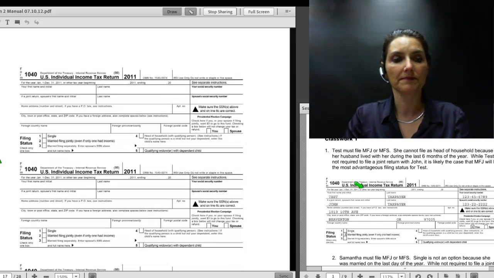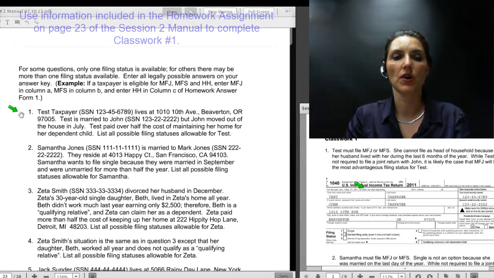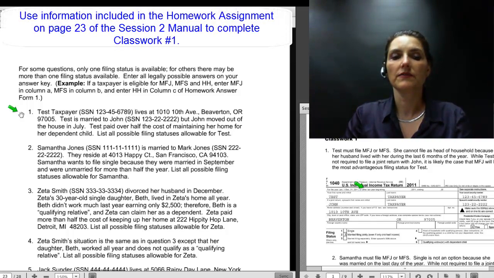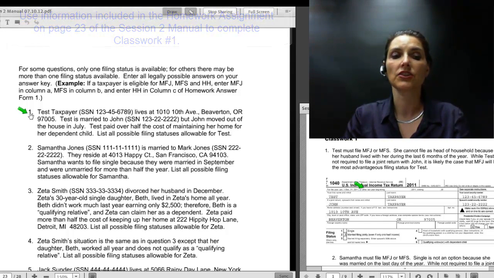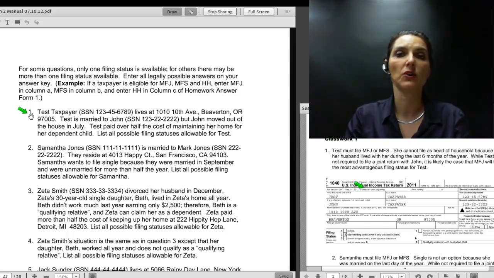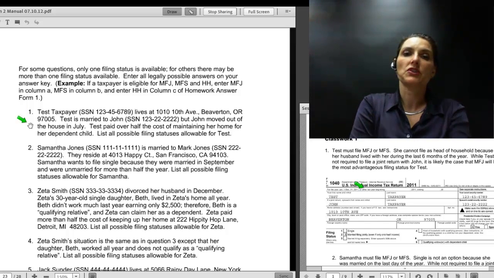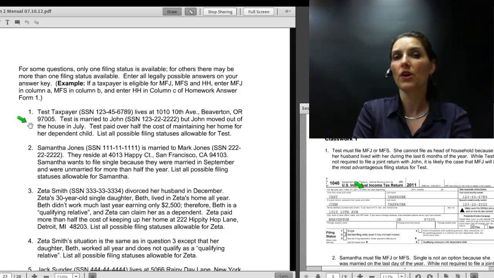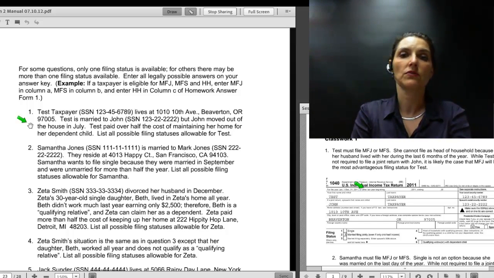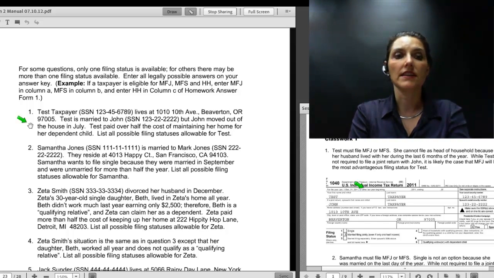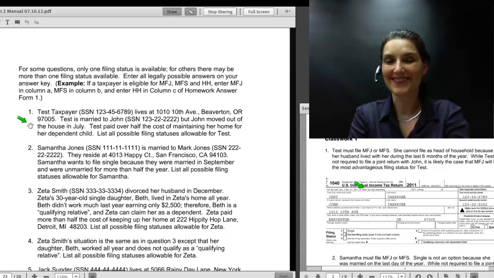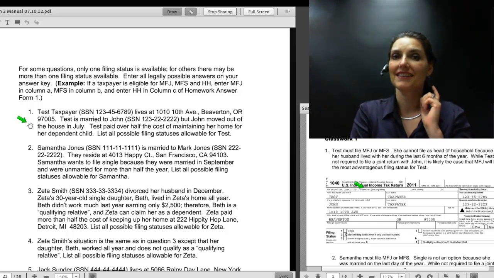So let's flip to the homework, and here's the homework. Question number 1. Test taxpayer lives in Beaverton, Oregon, and Test is married to John, but John moved out of a house in July. Test paid over half the cost of maintaining her home for her dependent child. List all possible filing statuses that are allowable for Test. Now, based on the information we learned about head of household in Session 1, we know that in order to file as head of household when you are married, you must meet the tests for being considered unmarried. Does Test meet the test for being considered unmarried? And the answer is no.